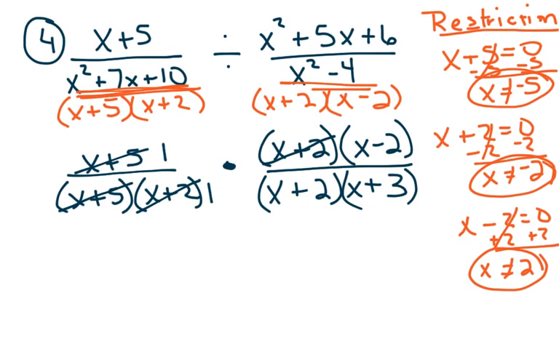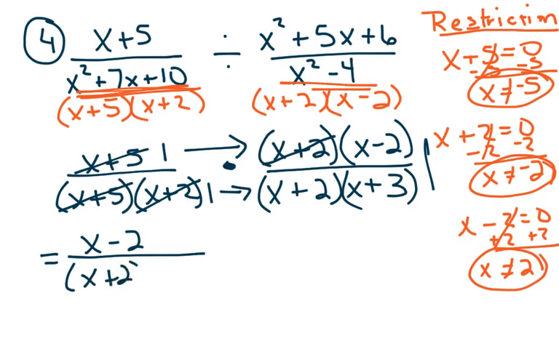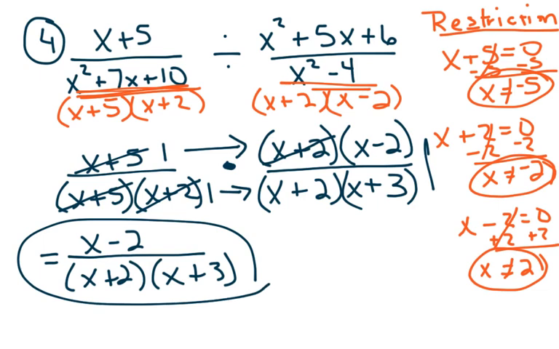When I look over here, I do not have anything else that is alike, so I'm going to multiply straight across. And I have an x minus 2 on top. Down here, I have an x plus 2 and an x plus 3. So this is your final answer.